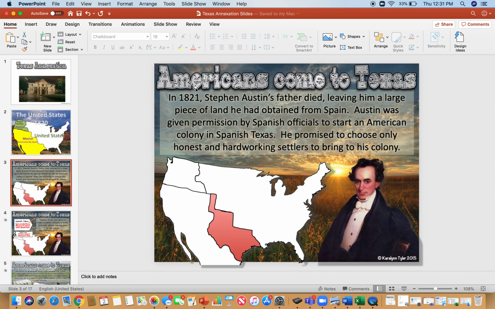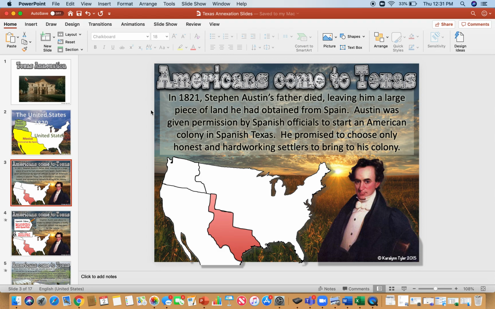So Americans come to Texas. In 1821, Stephen Austin's father died, leaving him a large piece of land he had obtained from Spain. Austin was given permission by Spanish officials to start an American colony in Spanish Texas. He promised to choose only honest and hardworking settlers to bring to his colony. So I've told you all this before.